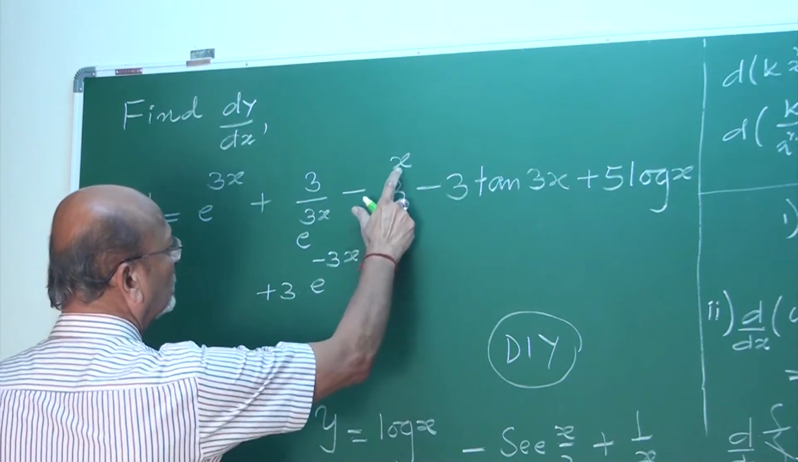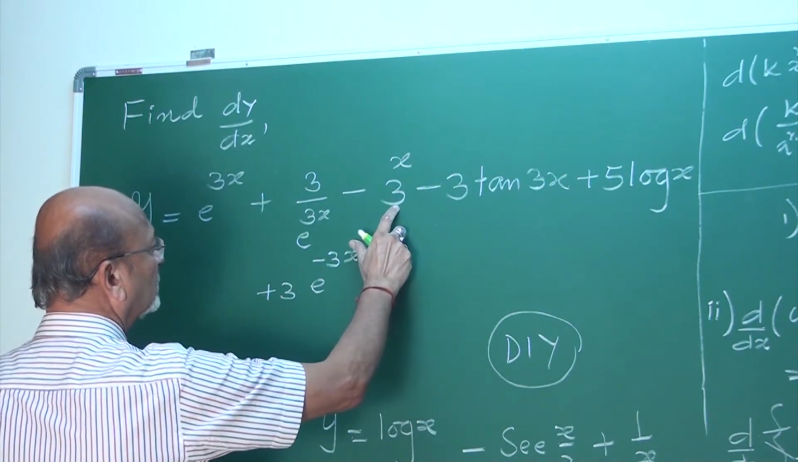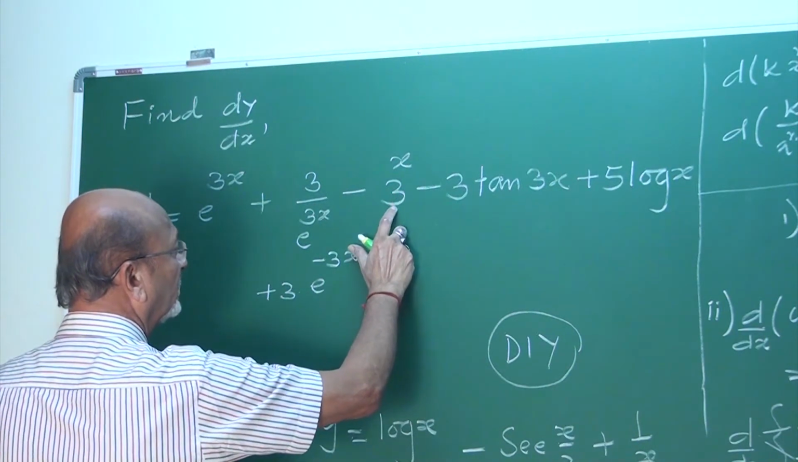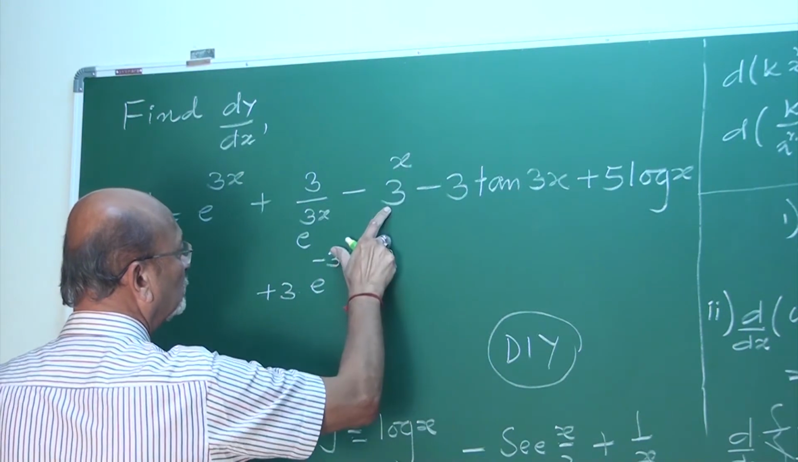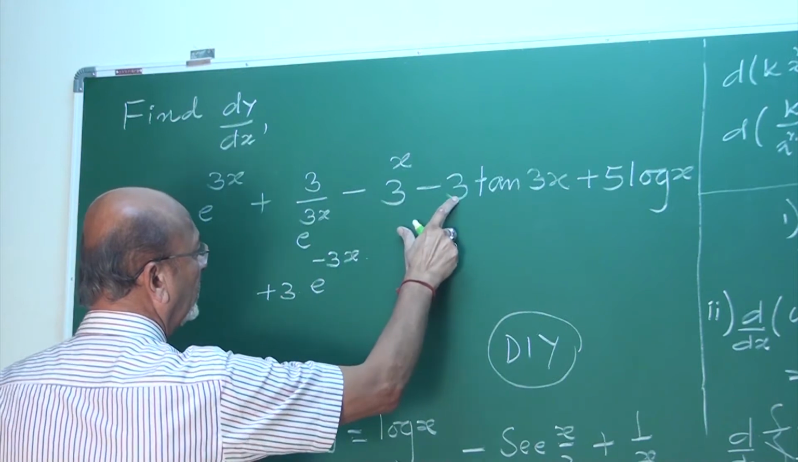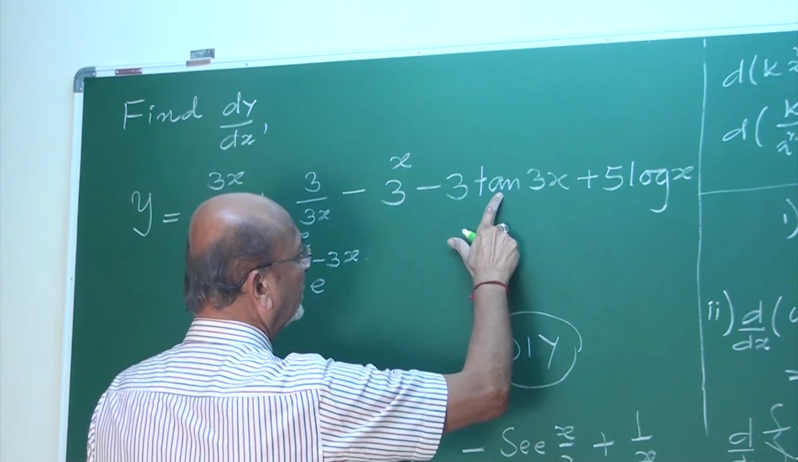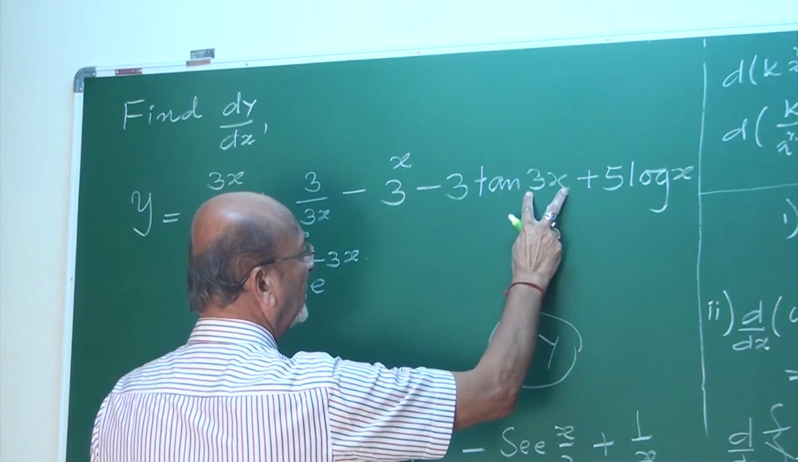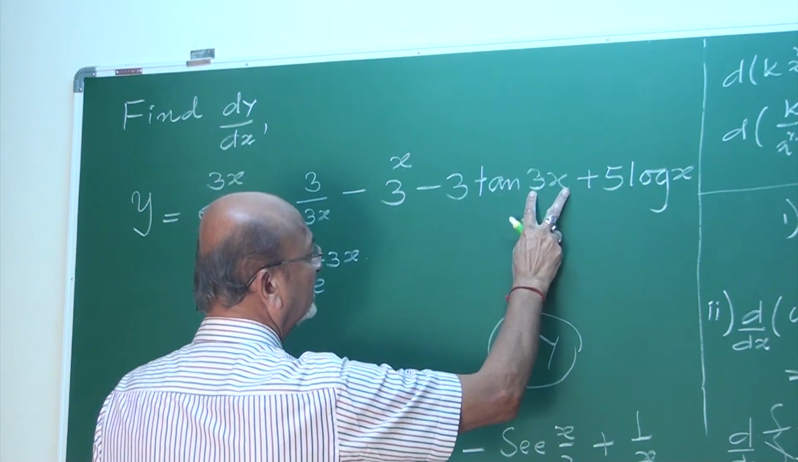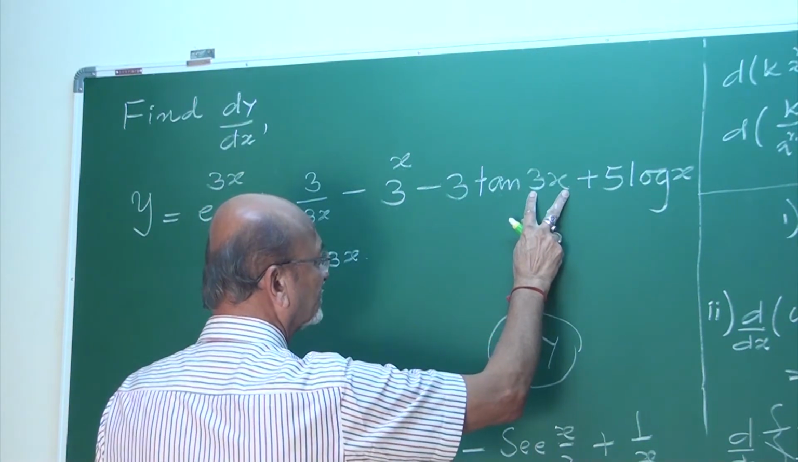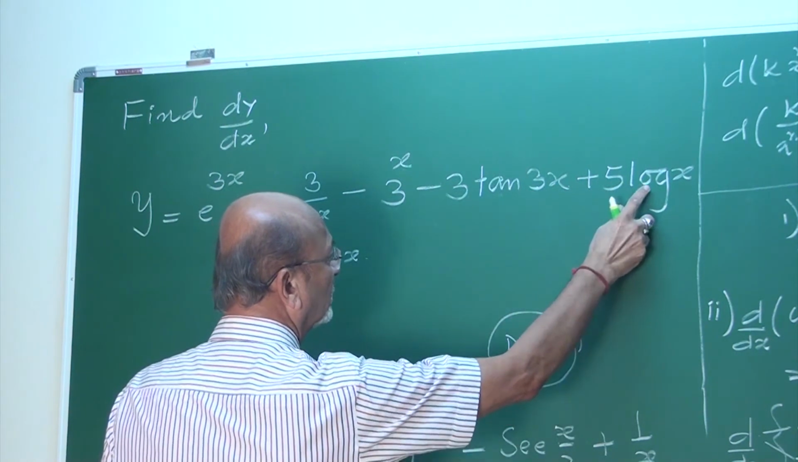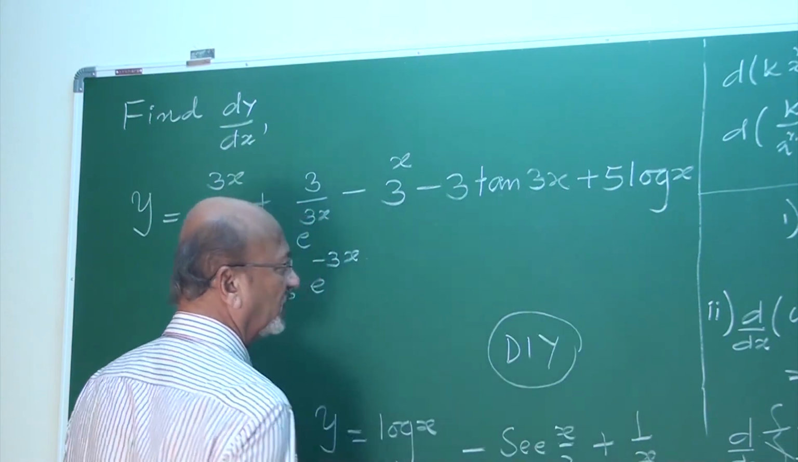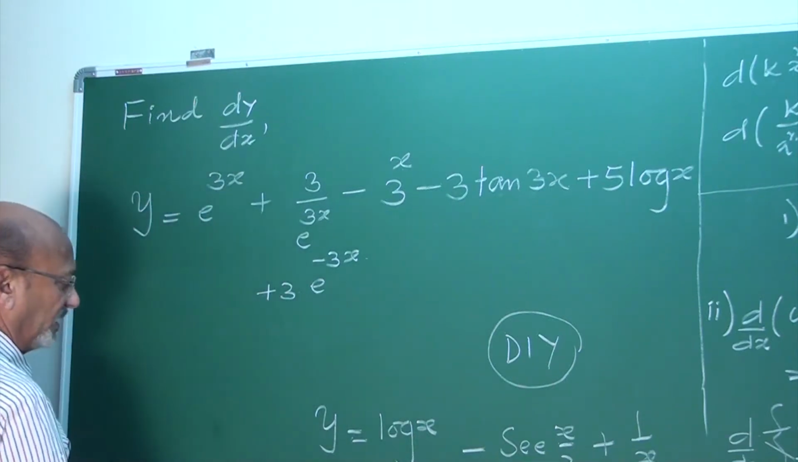Yes. A to the power x: what is a to the power x? A to the power x into log a. It is 3 to the power x. What is 3 to the power x? 3 to the power x into log 3. Minus 3 into derivative of tan, sec square. As it is, you have to write 3x. It is not x, it is other than x, so write its coefficient or derivative, 3. 5 into what is the derivative of log x? 1 by x. Right, friends.